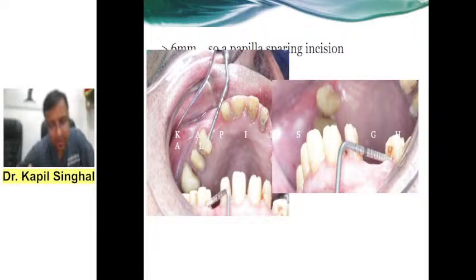So 4 mm is removed from 10. So how much space is left? 6 mm. So according to the mesiodistal space, the maximum diameter of implant that you can place is 6 mm.